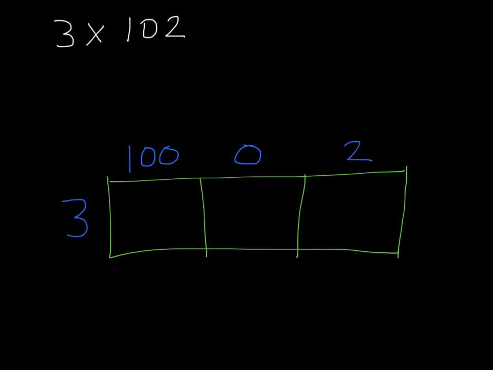And then remember, just multiply. 3 times 100 is 300. 3 times 0 is 0. 3 times 2 is 6. Add it all together, and you have 306.